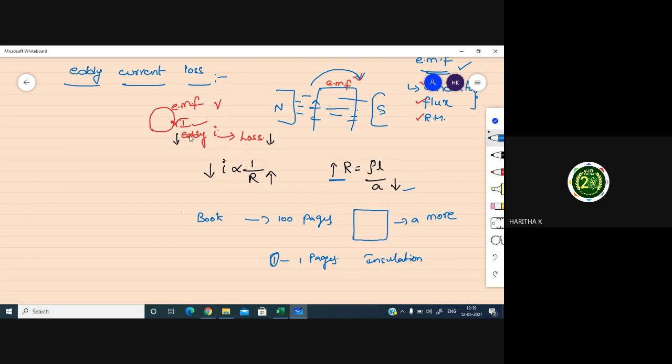Then how can we apply this to the armature? Suppose the armature is like this, then we will use the armature as a laminated core. The core of the armature is a laminated core. These are called laminations. And between each and every lamination, there will be an insulation, just like the pages in the book.